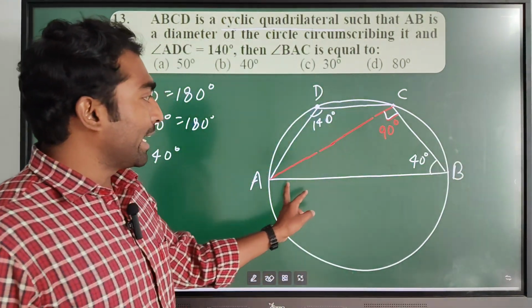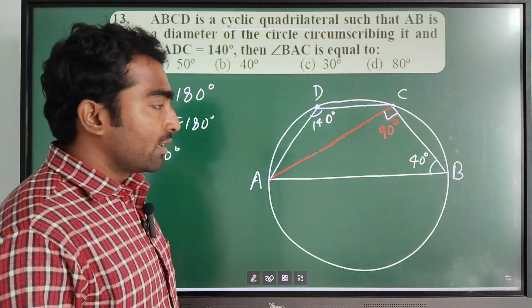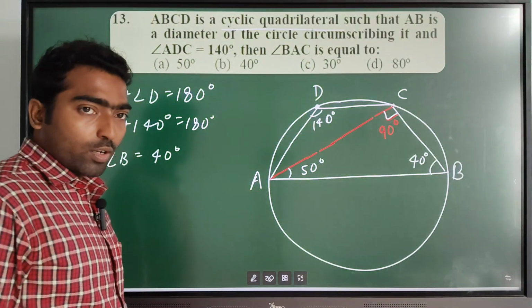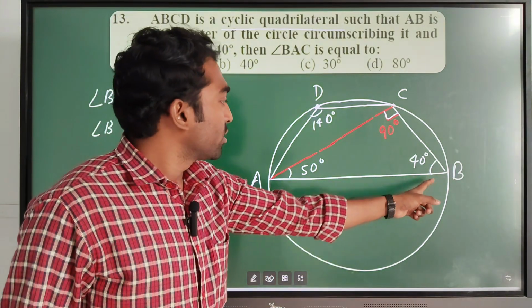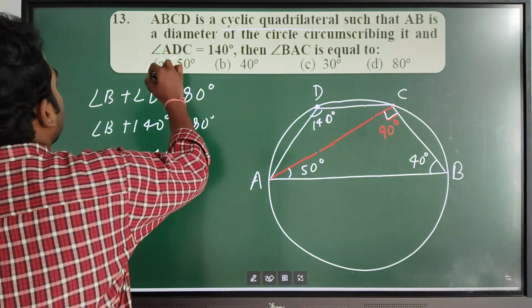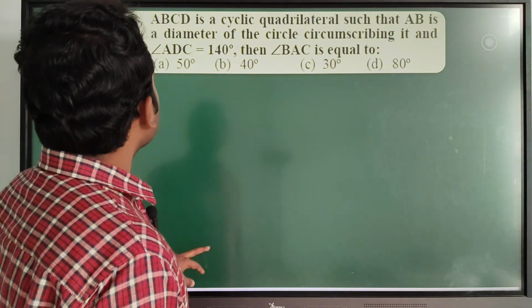In triangle ABC, if this angle is 90 and this one is 40 degrees, then this angle becomes 50 degrees. Now what we have to find is angle BAC. So BAC is 50 degrees. So option A is the correct answer for that question. Okay, you can take this screenshot. Now we are moving to the next question.